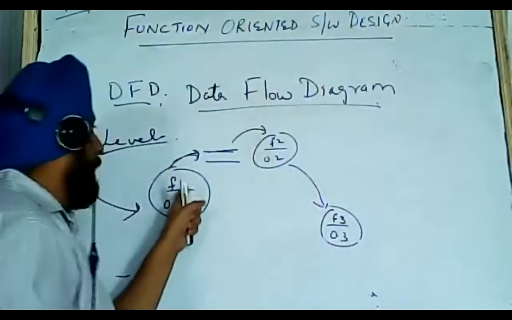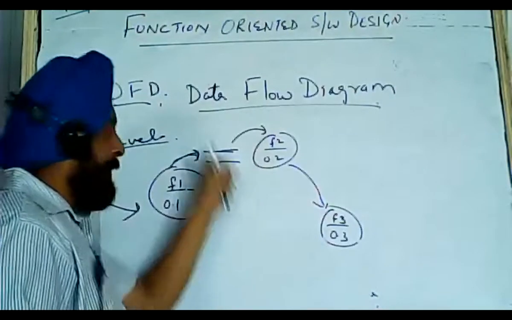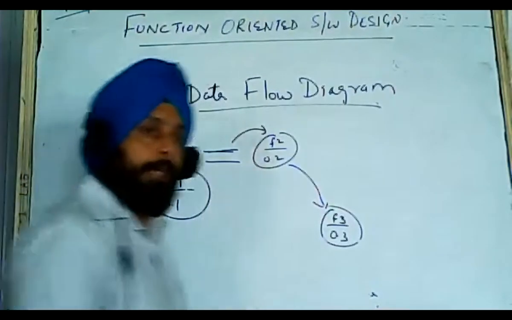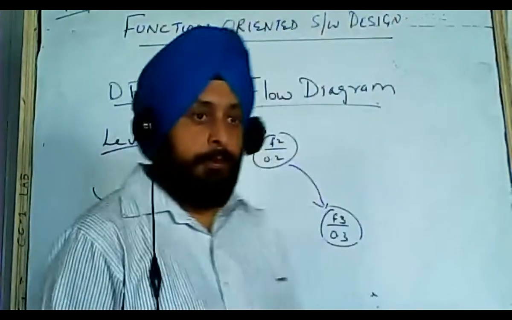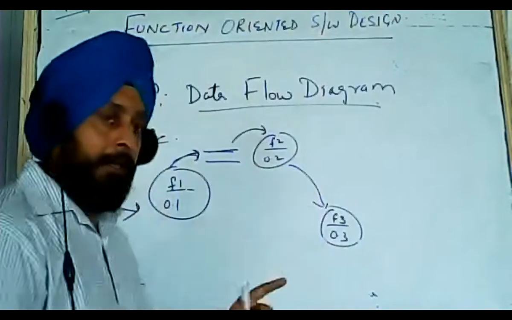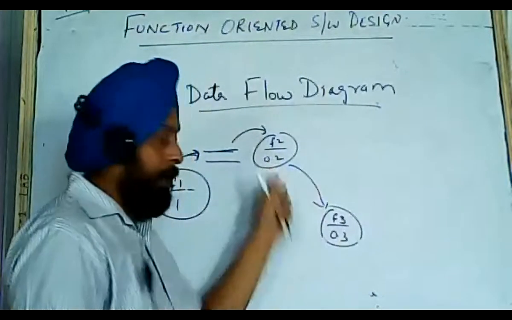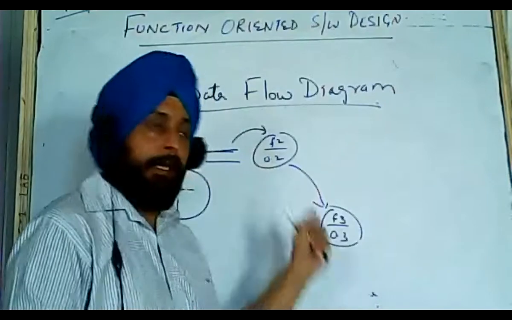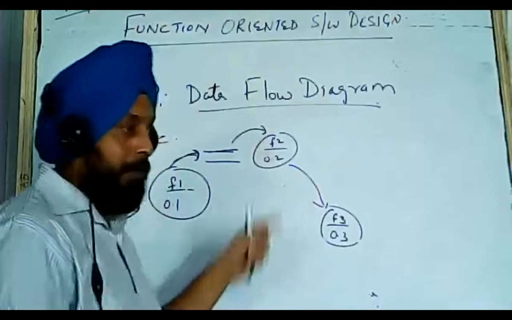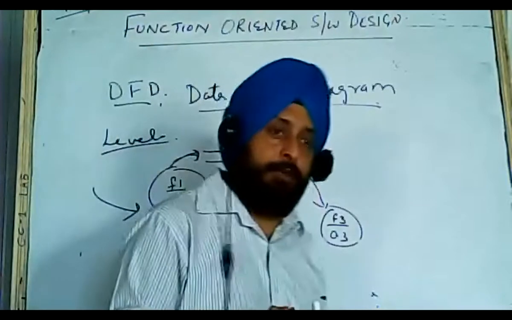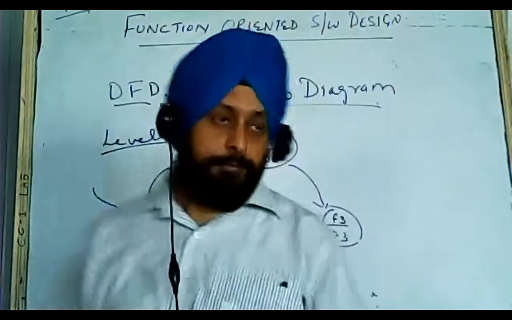But if there is some data store in between the output of two bubbles, then it is known as asynchronous. So you can write down synchronous and asynchronous. If the two bubbles are connected without any intermediate data store, then it is known as synchronous. And if there is some data store in between them, then it is known as asynchronous.